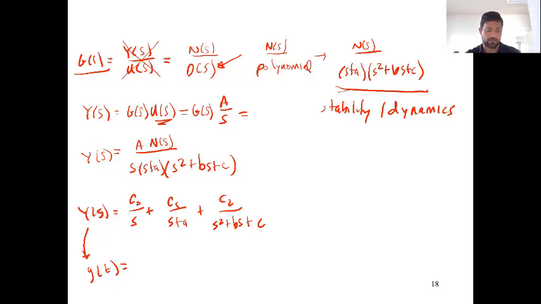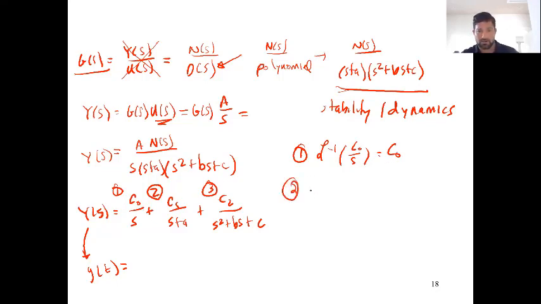To do that, we can just use the table. We can take the inverse Laplace of 1 over s, of this, and of this. I'm going to write these in, a couple of terms: first term, second term, third term. When we look at the first term, the inverse Laplace of C naught over s is just going to be C naught. This is a constant, which is always going to be stable. So we don't have to worry about this term.